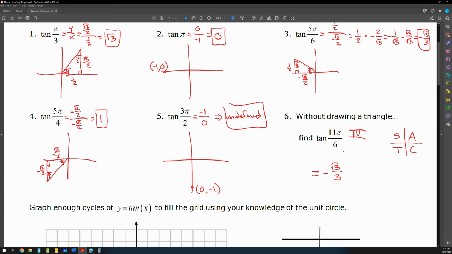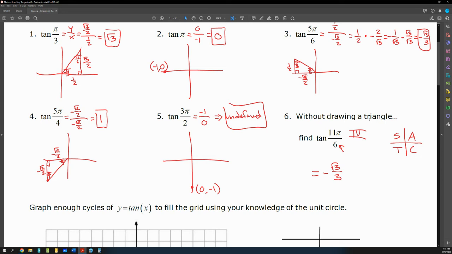If I know that we're in quadrant 4, with a reference angle of pi sixths, I know that tangent's going to be negative because it's not in quadrants 1 and 3. It's in 2 or 4. So we have a negative tangent, and our reference angle of pi sixths tells us it's the -root 3 over 3 as opposed to -root 3.